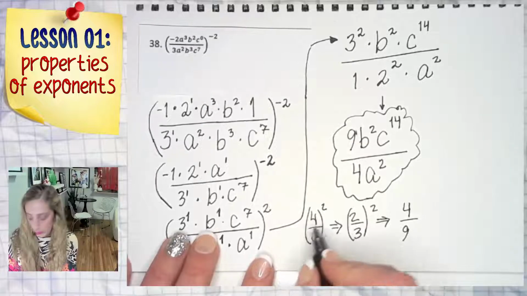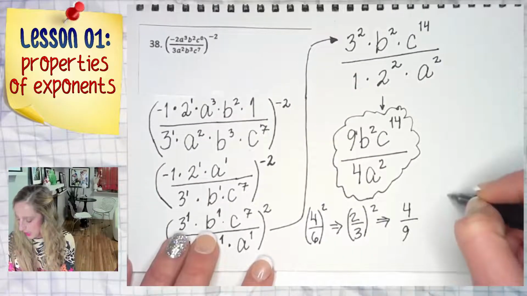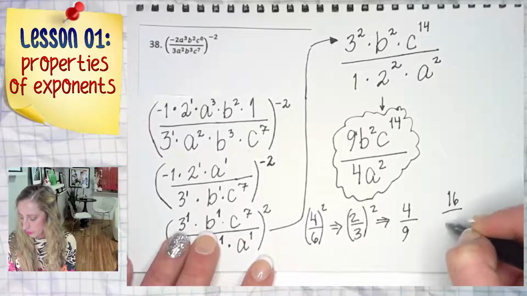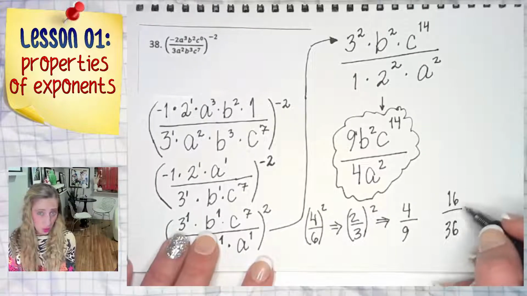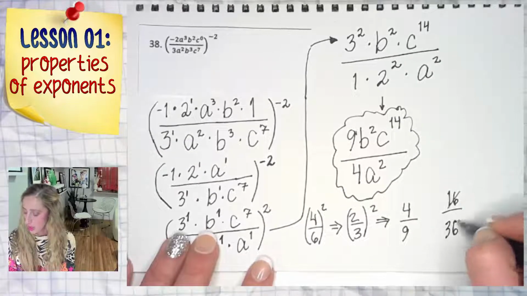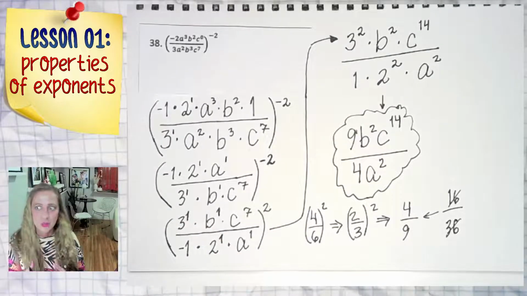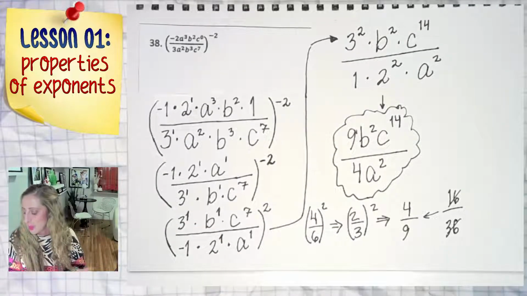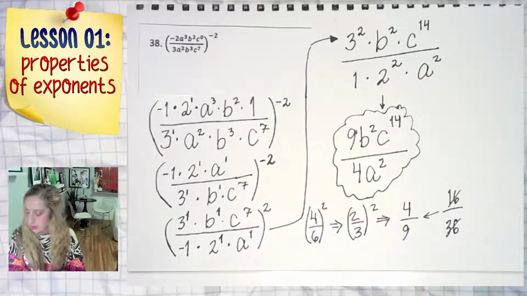But what if you didn't reduce it, 4/6, and you squared it? Well, we would get 16/36, which we could reduce, right? Looks like we can get a 4 out of both of them. 16 is 4 times 4, and this is 9 times 4. So if we reduce, oh, look what we get, 4/9. So instead of reducing and dealing and playing and fixing and simplifying big numbers, just simplify right away, then deal with your exponents. All right?